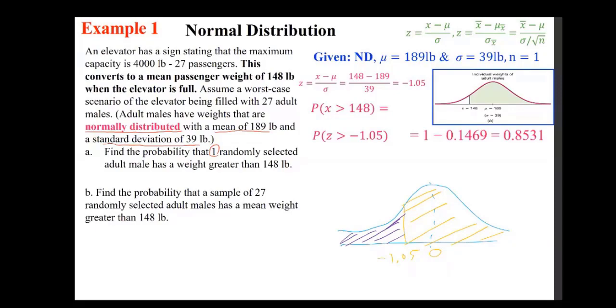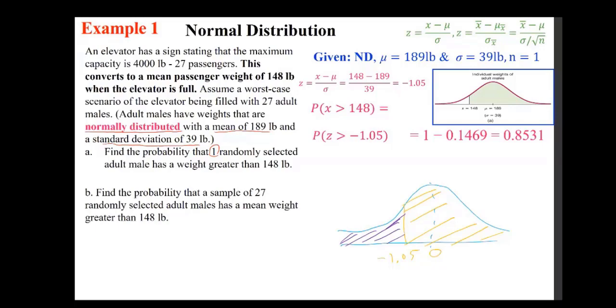So if you pick 1%, what is the probability that his weight is larger than 148 pounds? It's about 85%, 85.31%. That's huge. And the simple reason is because the average is no longer the way it was, 140.